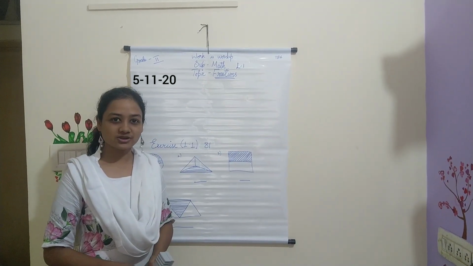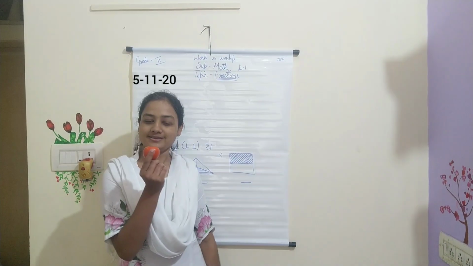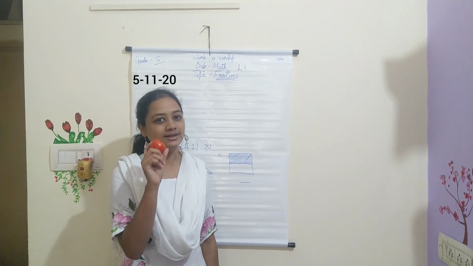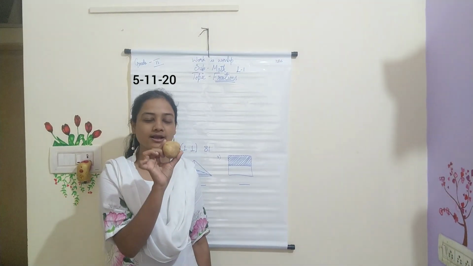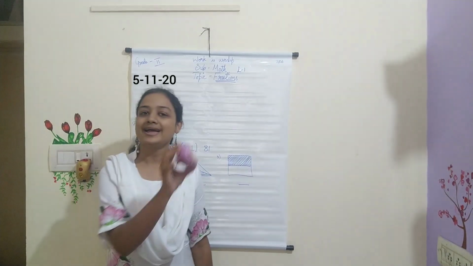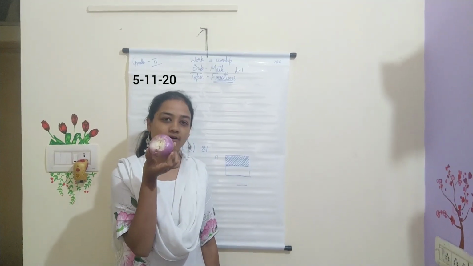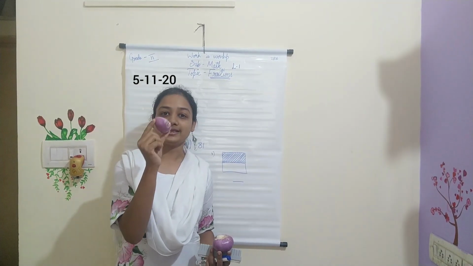So what is a fraction? Before knowing that, now tell me, what is this? This is one tomato. What is this? This is a potato. And this is an onion. Now tell me, what is this?